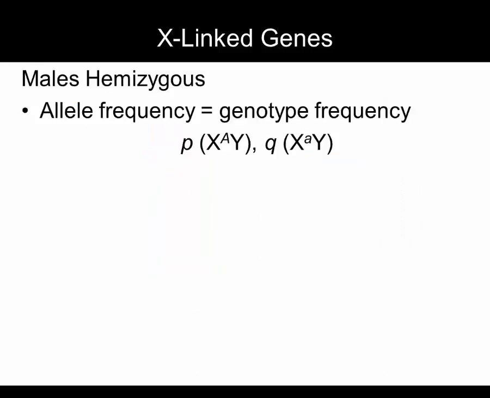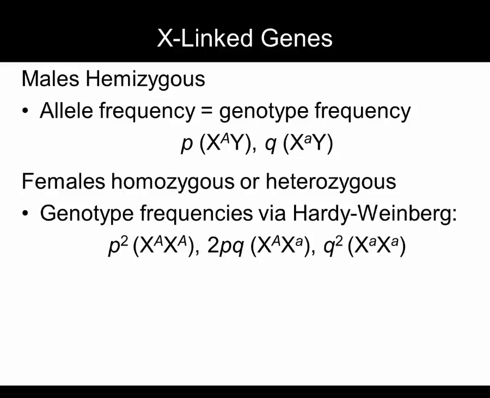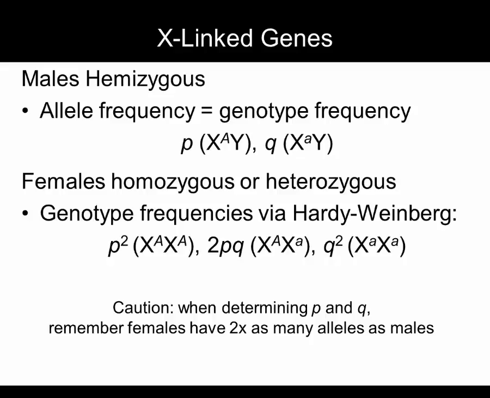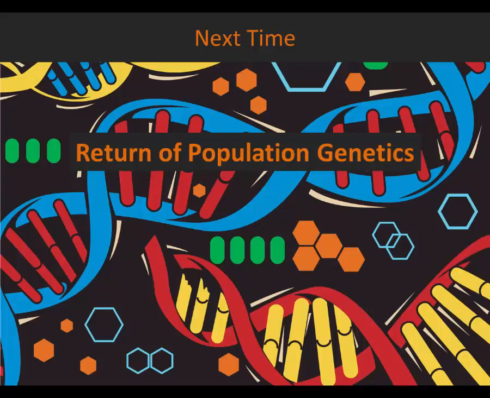Because of male hemizygosity, X-linked genes are a little different to think about in general. Having only 1 allele, male allele frequency is the same as genotype frequency. If the dominant allele has a frequency of P equals 0.75, then 75% of males should be hemizygous dominant. But females can still be homozygous or heterozygous. So we can use the Hardy-Weinberg equation just as we do with autosomal genes. Additionally, you have to be careful when calculating allele frequencies for X-linked genes because females have twice as many alleles as males. And that will do it for today.